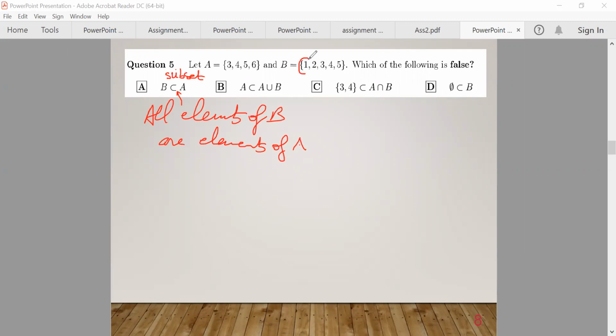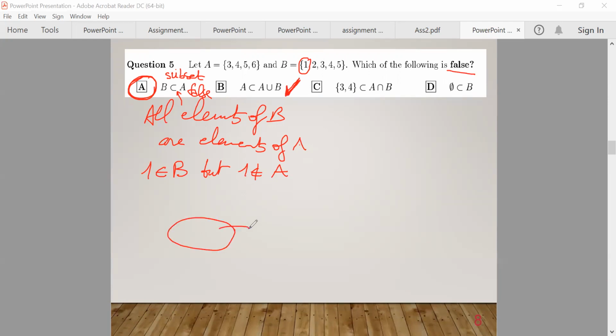Look, the element 1 is in B. Is it in A? No. 1 is an element of B, but 1 is not an element of A. So this is false. So this is the correct answer. A is a subset of A union B. This is always true, always correct.